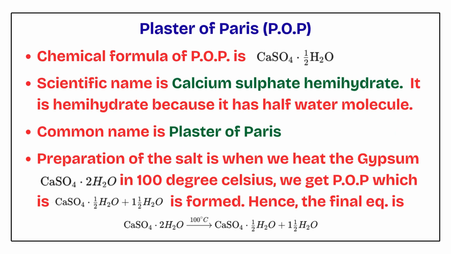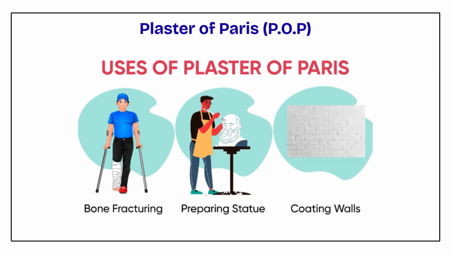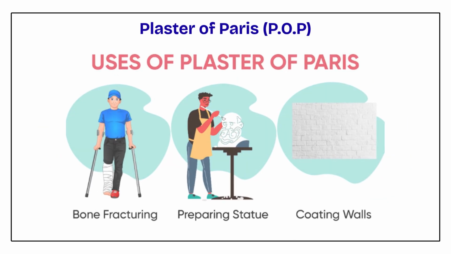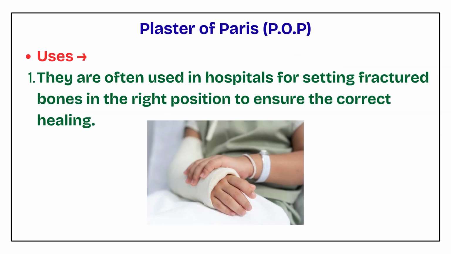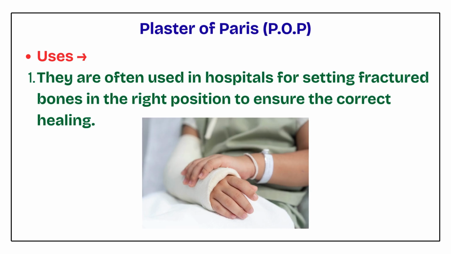The preparation of the salt is that when we heat the gypsum, which is CaSO₄.2H₂O, at 100 degrees Celsius, we get POP, which is CaSO₄.½H₂O, and 1.5 water molecules. The uses which they can give you to identify are that they are often used in hospitals for setting the fractured bones in right position.